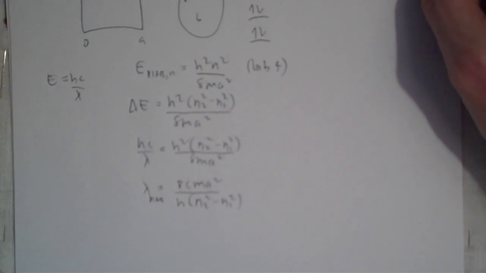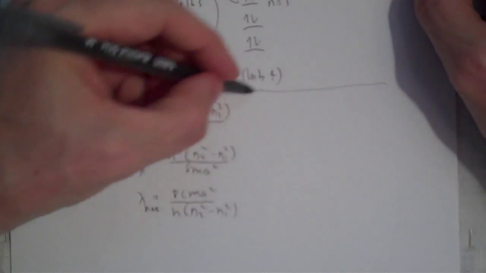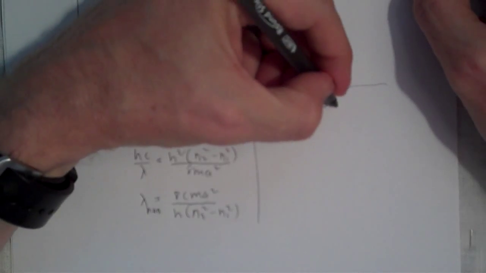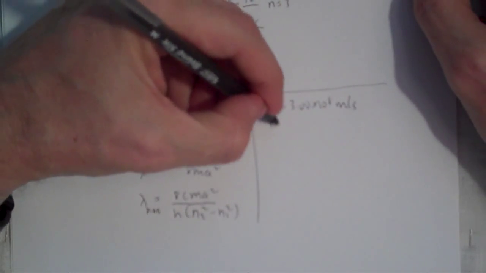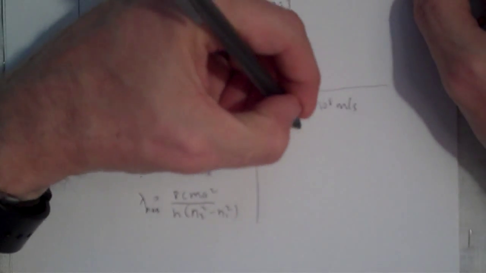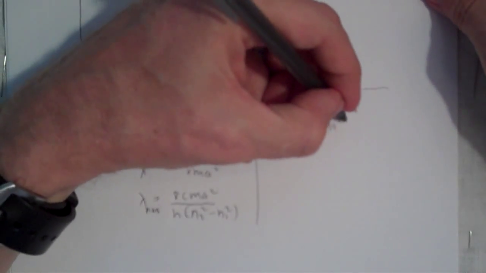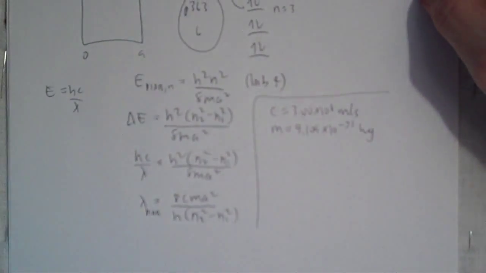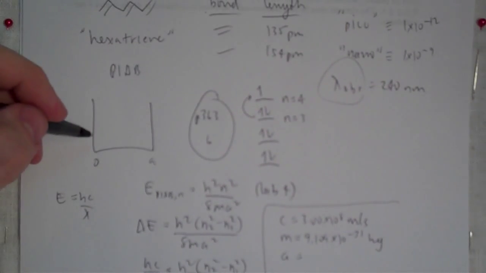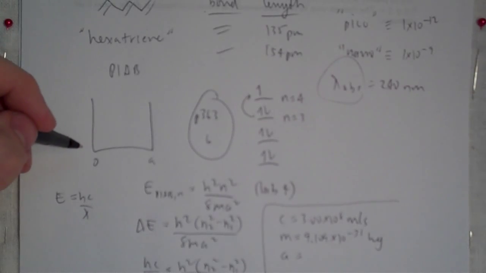Now let's make a little key for each of these. C is equal to 3.00 times 10 to the 8th meters per second. M is the mass of the particle that's being excited. What is the particle being excited here? It's an electron, 9.109 times 10 to the negative 31 kilograms. A is the width, the box length, and I haven't calculated that yet.